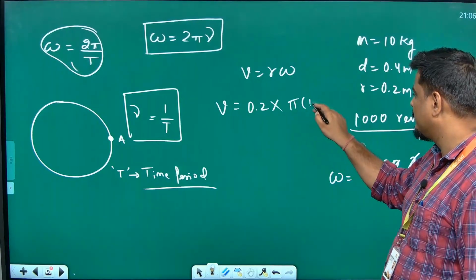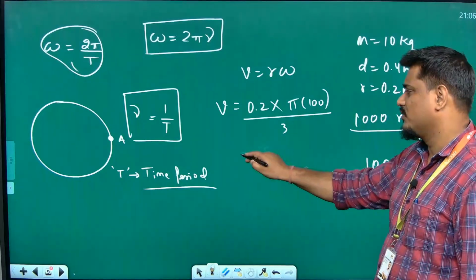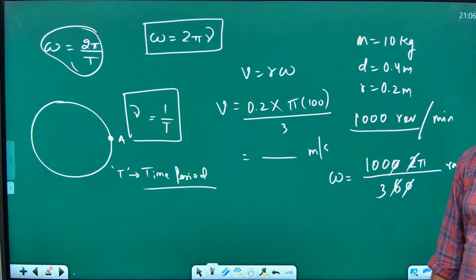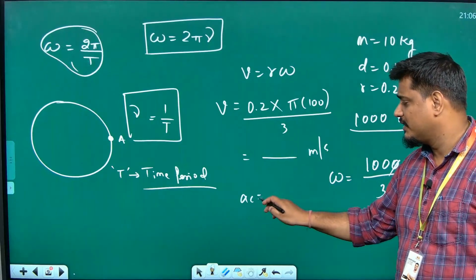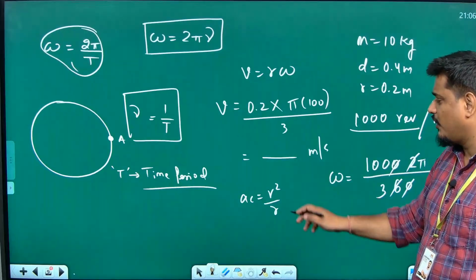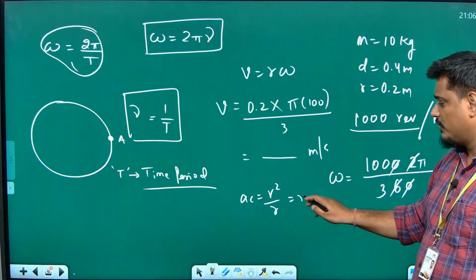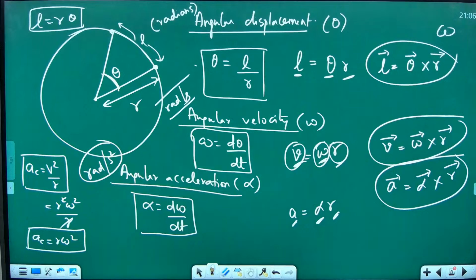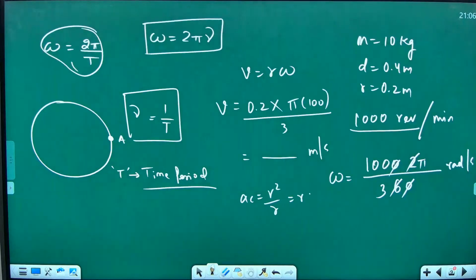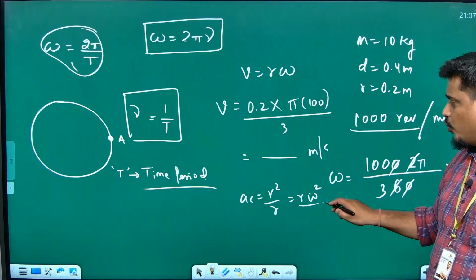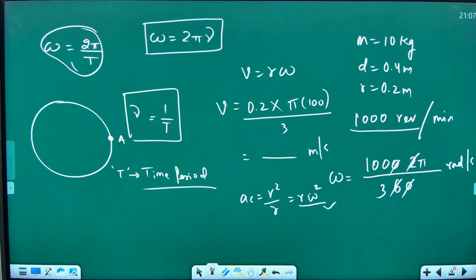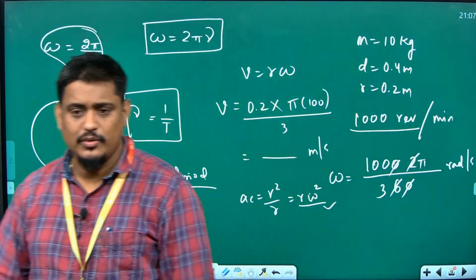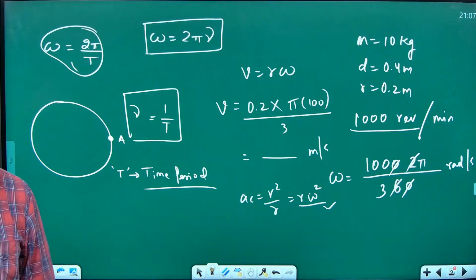Pi into 100 by 3. I will not solve it now. Solve, this much meter per second is the answer. And how will you find centripetal acceleration? What is the formula? R omega square, sorry, R omega square. So R into omega square you can do. Omega is known to you, R is known to you. Are you understanding this? Is this question clear to you? So why did they give 10 kg? For making you think.